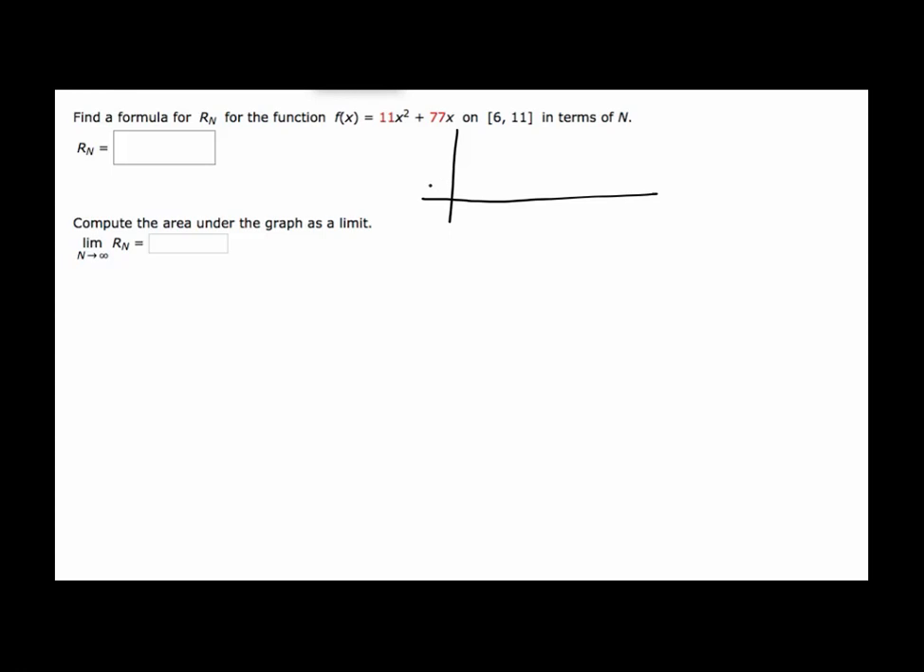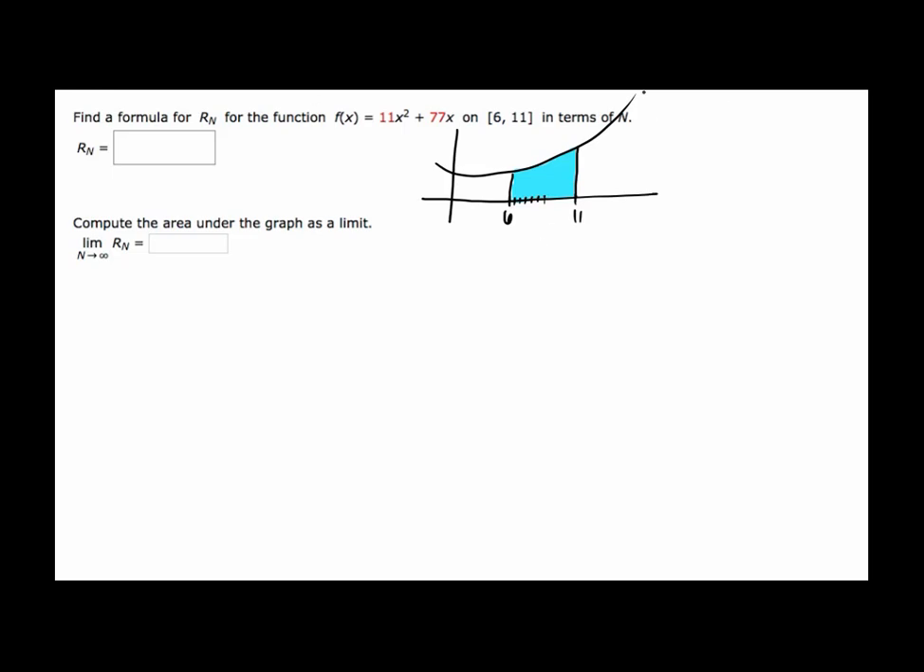So we have our function 11x squared plus 77x. It doesn't really matter what it looks like, and it's a quadratic. I'm just going to draw it kind of like that. Here's 6, and we're going out to 11. The point is to estimate the area under the graph, and it is positive. We're going to estimate the area under that graph by finding Rn from 6 to 11. All right, we're going to take n little rectangles, and it's somewhat implied that n is a large number.